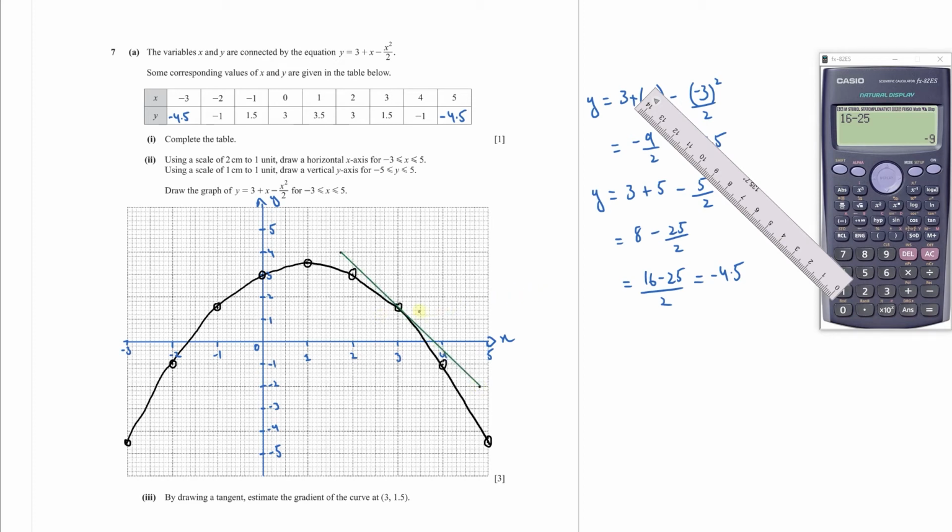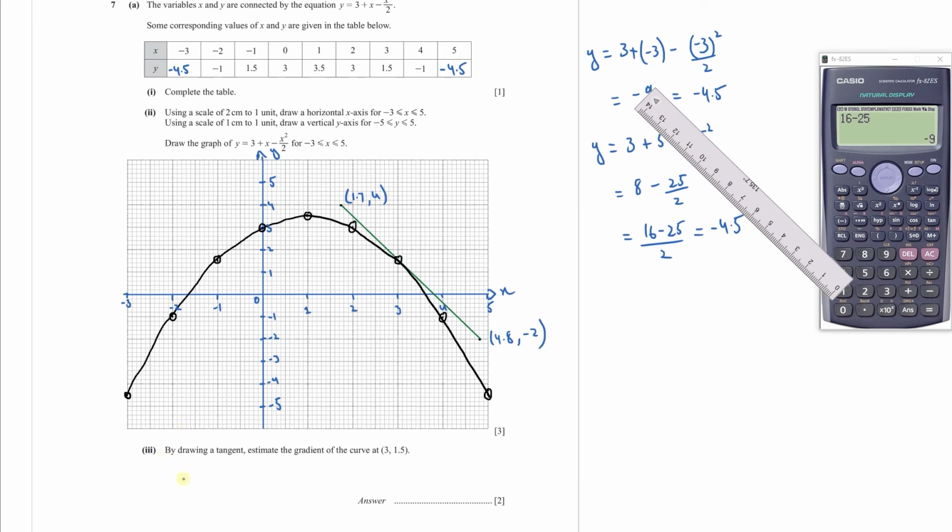So this line just touches the curve at this point, which is 3 and 1.5. And now you can calculate the gradient. So this point here is 1.7 on the x-axis and 4 on the y-axis. And this point here will be 4.8 on the x-axis and -2 on the y-axis.